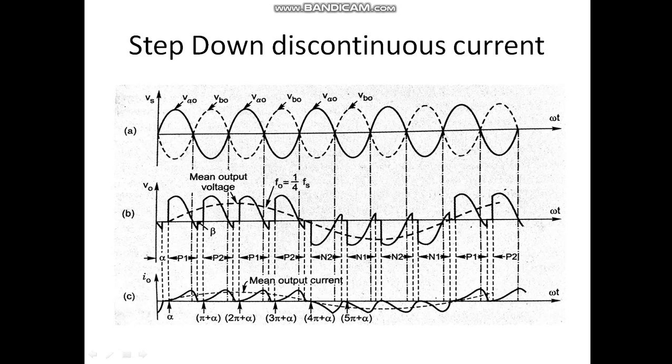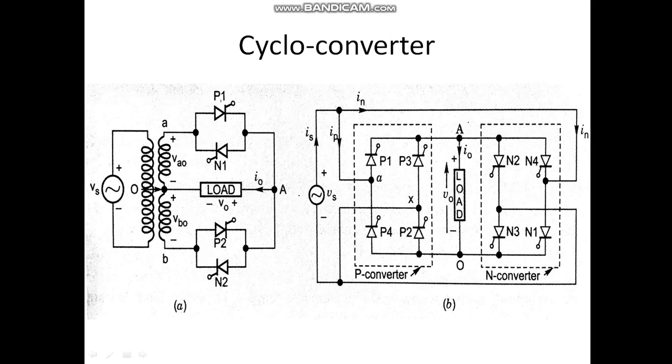Are you getting? If you look at it for the bridge, then we can see first P1 and P2 were conducting, then for the next cycle P3 and P4 are conducting. Now N1 and N2 are conducting. So supply from here will go like this through N1. See, polarity has been changed. O is positive now. Through the load, through N2 it will complete.